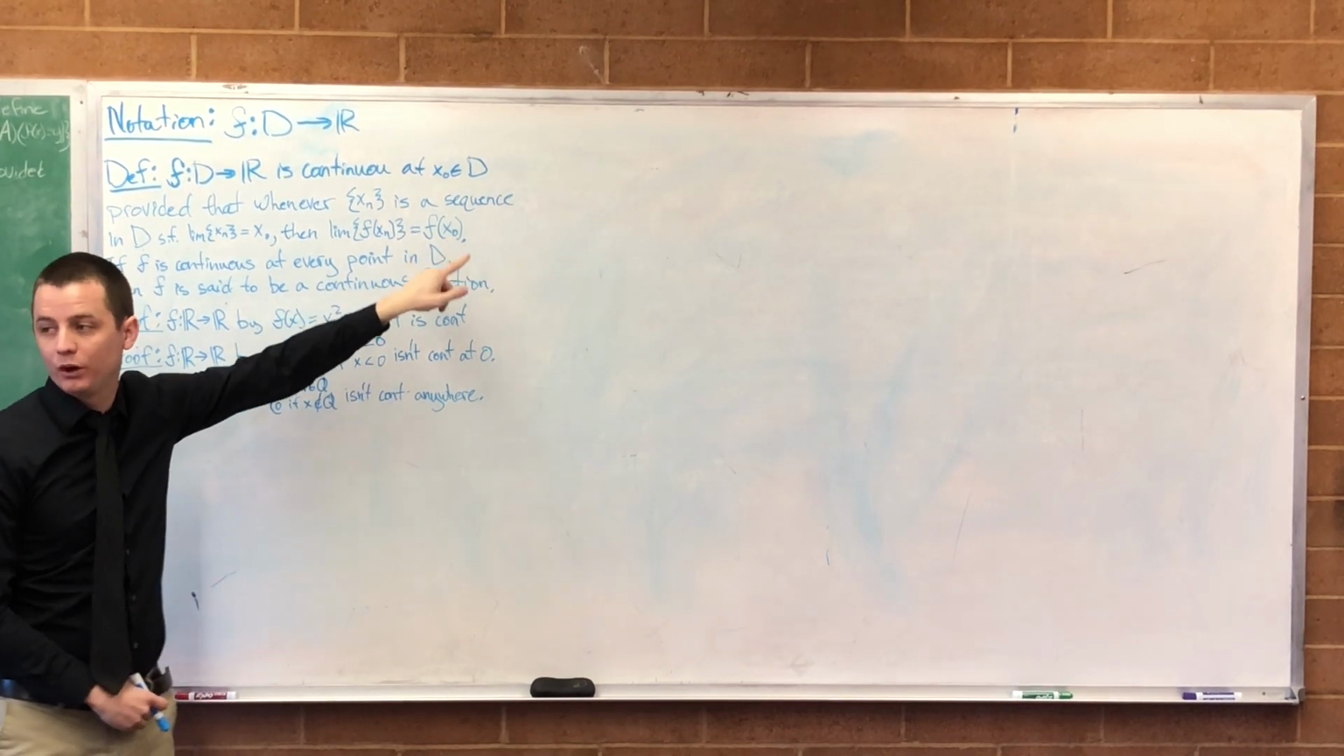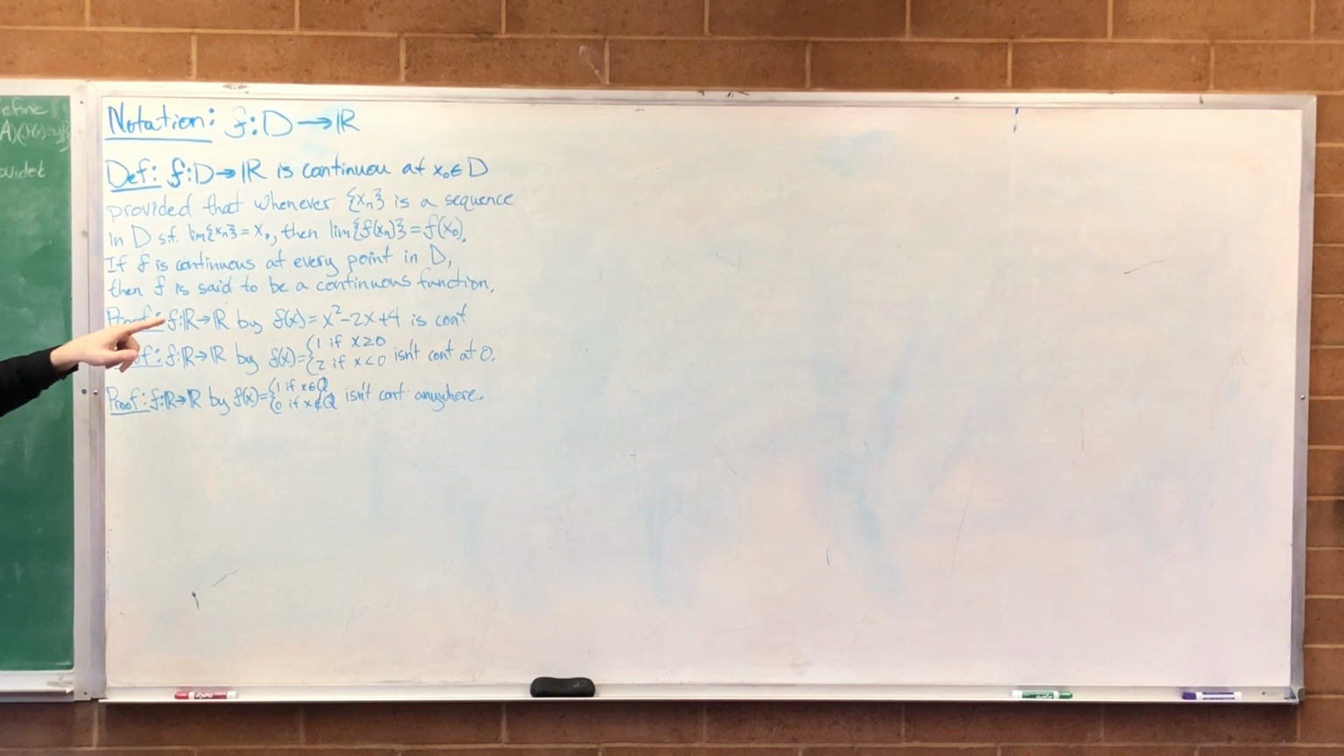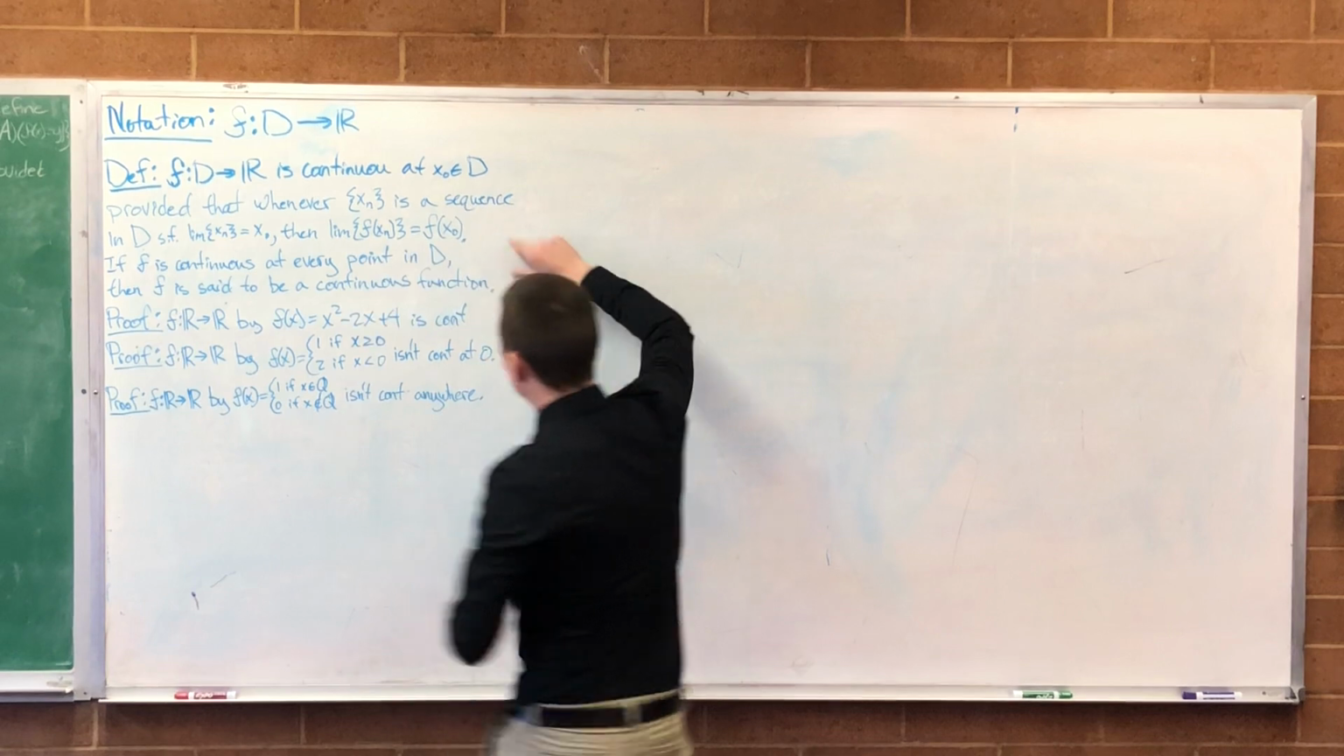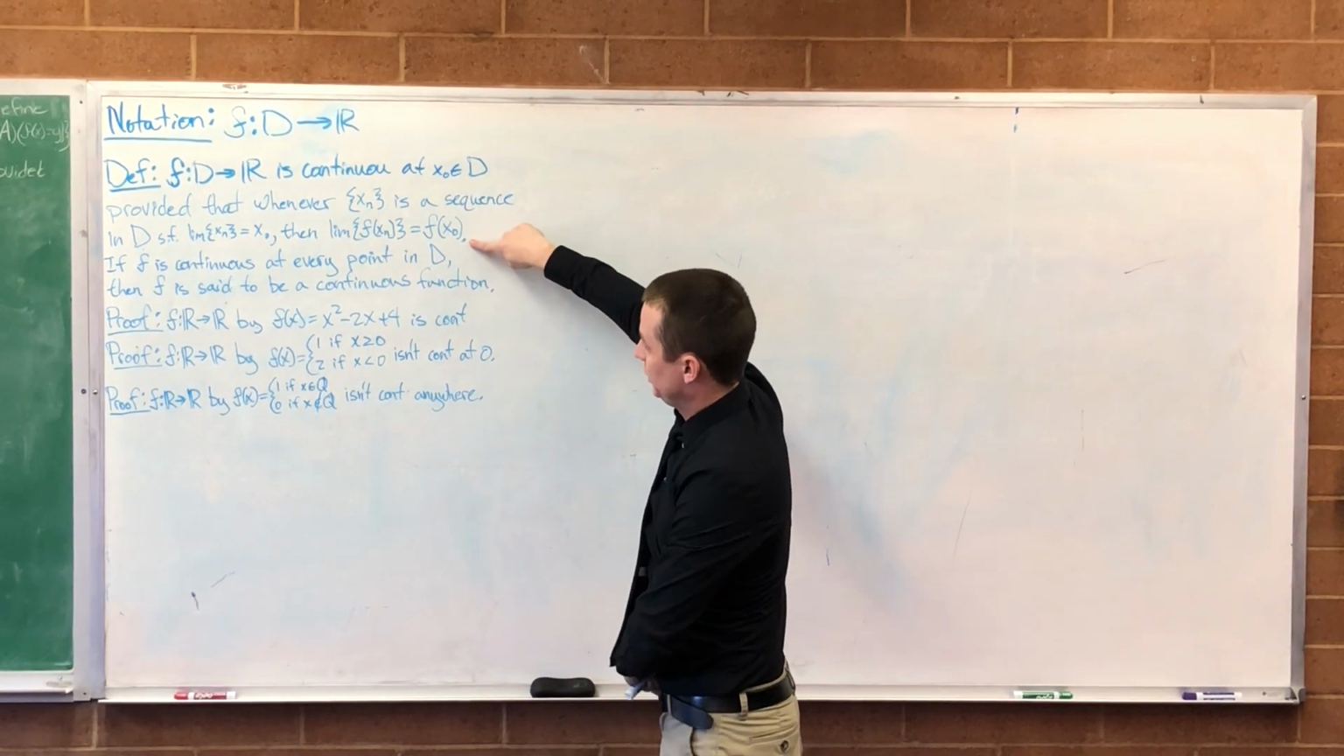This is very similar to what we did in 2.1 when we were talking about polynomials. If you go back to 2.1, what we did when we were talking about polynomials is we proved that polynomials were continuous at every point. That's essentially what we did. So this should seem somewhat familiar.